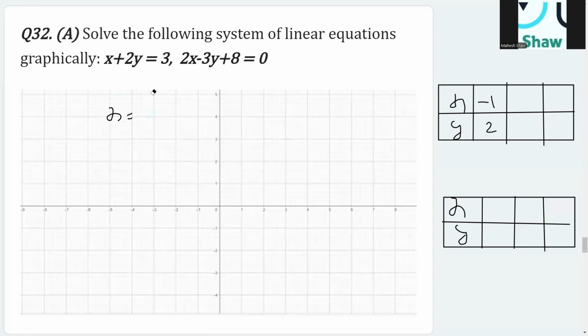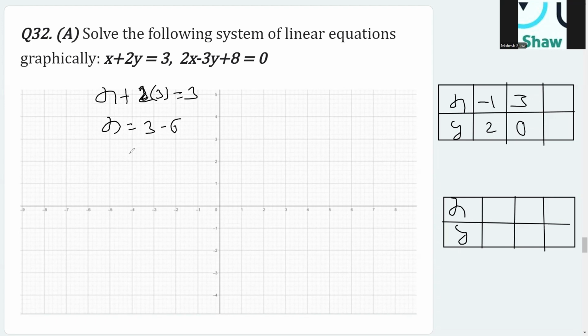Next, I'll take the value of, say, if I place y as 0 here. So x is equal to 3. So y 0, x 3. Next, if I place y as 3, right? So it's going to be 3 into 3. Oh, sorry, this is 2. 2 into 3. So x is equal to 3 minus 6. So x is equal to minus 3. So this is 3 minus 3.